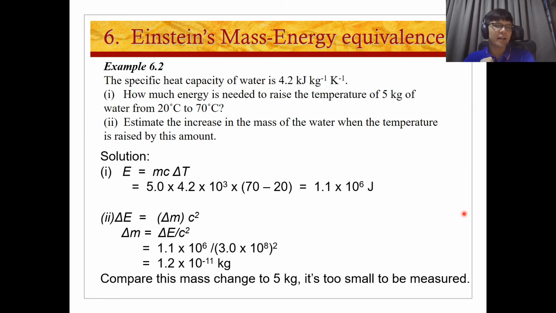Okay, so compared to the mass of the water itself, which is 5 kg, this change in mass is actually too tiny to measure.